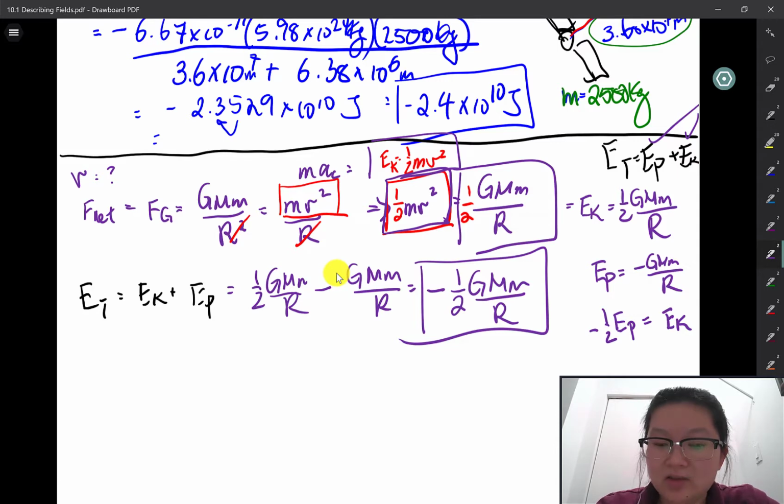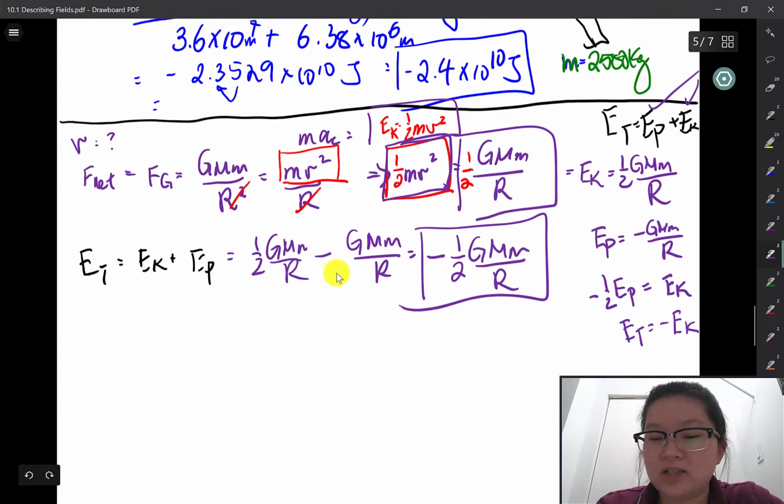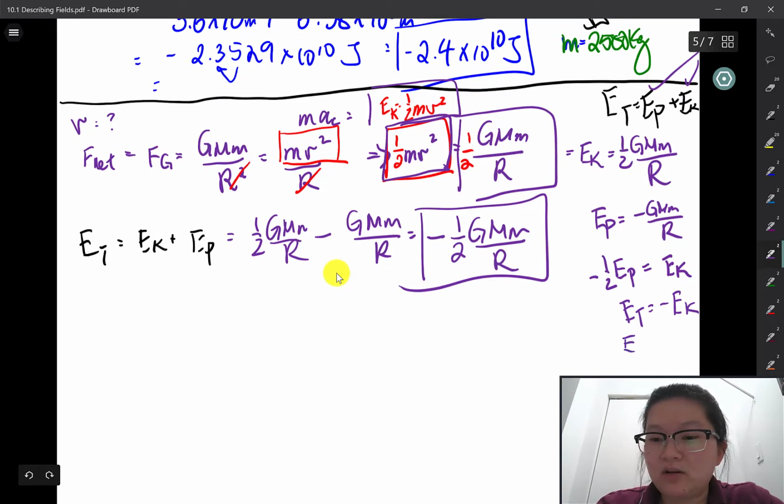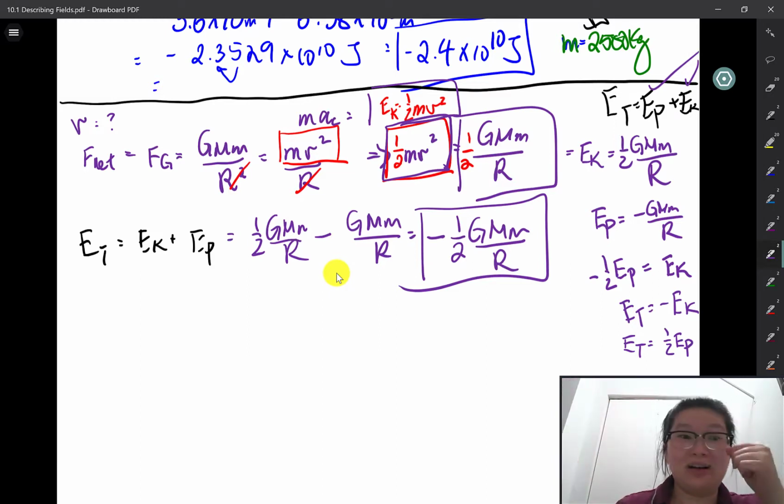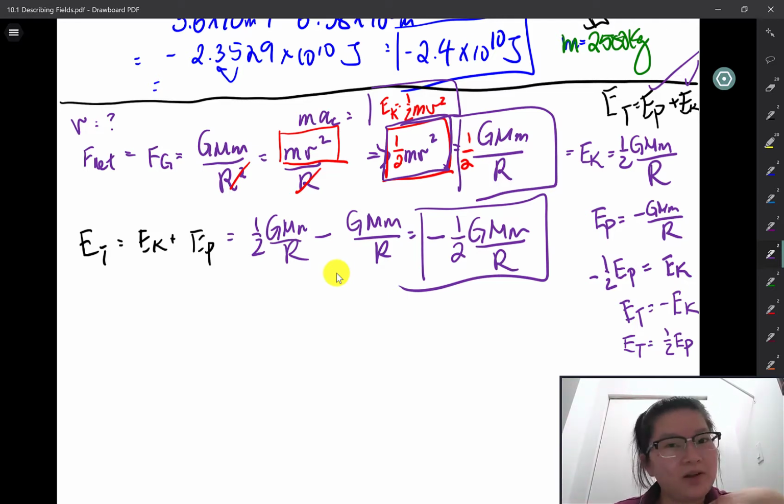Look at that. So total energy is essentially the negative of EK. Or in other words, the total energy is 1/2 of the potential energy. Look at all these relationships. Whoa, that's so cool. I don't think that's available on your data booklet, so you better understand how to derive EK and total energy of a satellite in orbit. Note, only in orbit, okay?